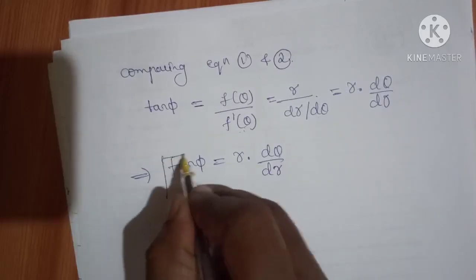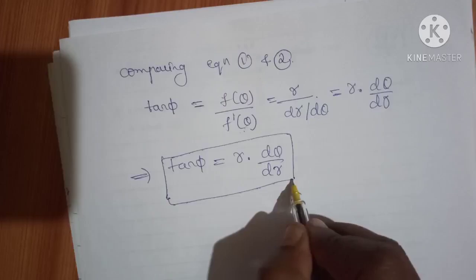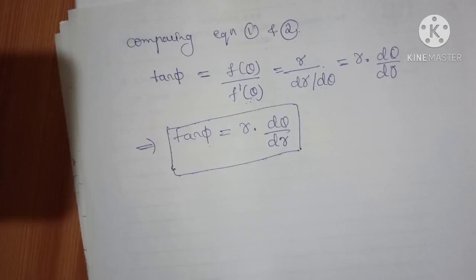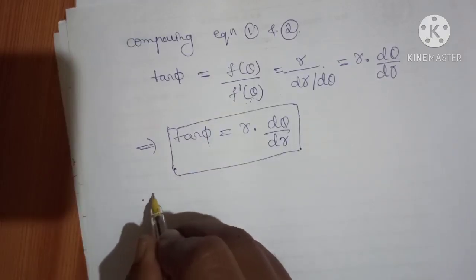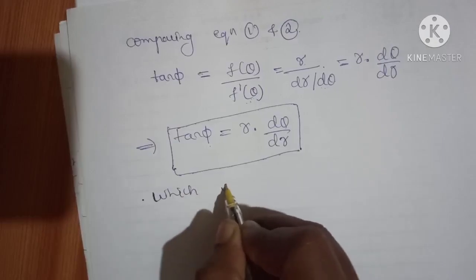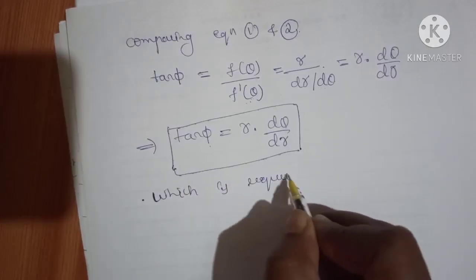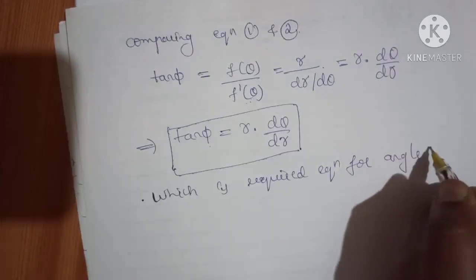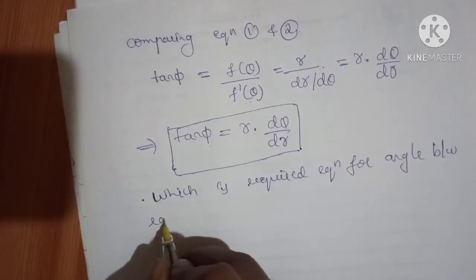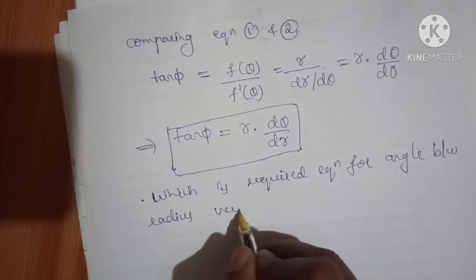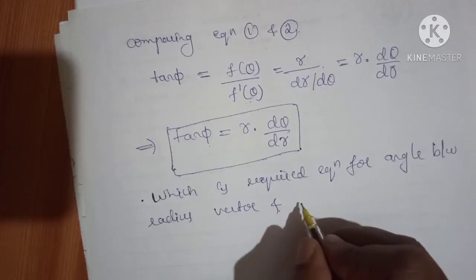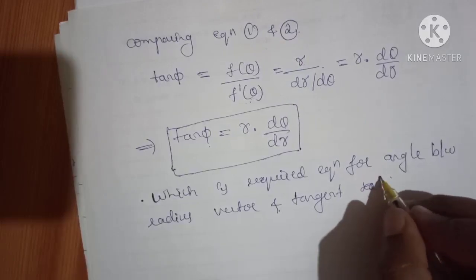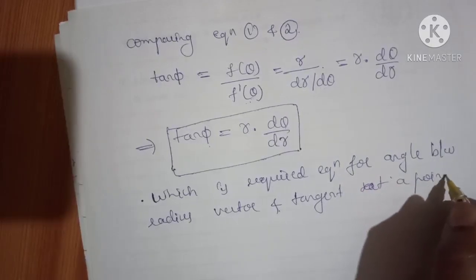So this is the angle between the radius vector and the tangent to the given curve. So this gives the required equation for the angle between the radius vector and the tangent at a point to the given curve.